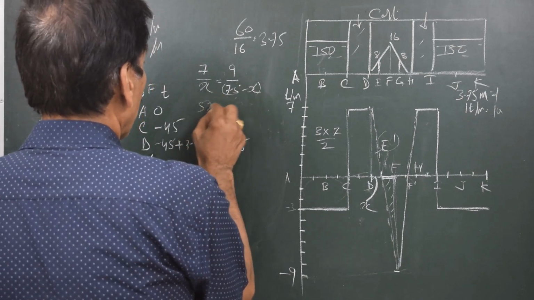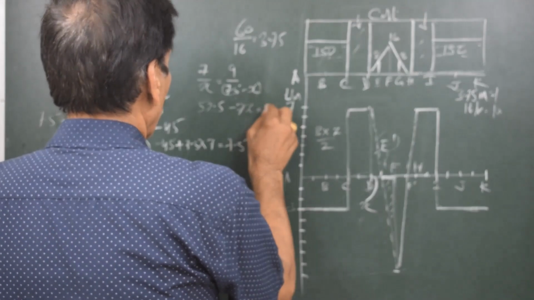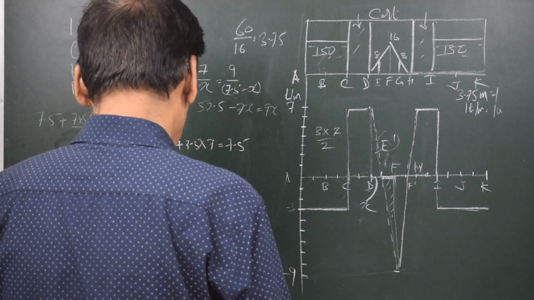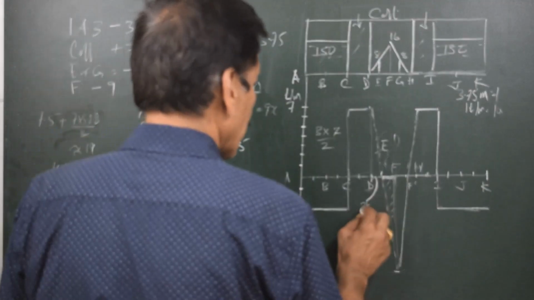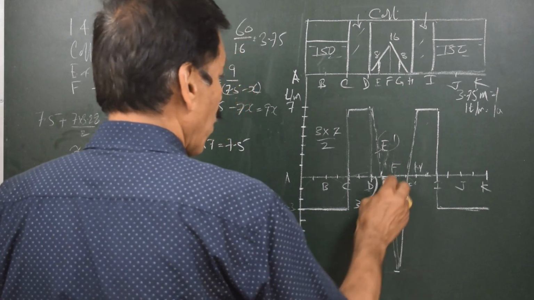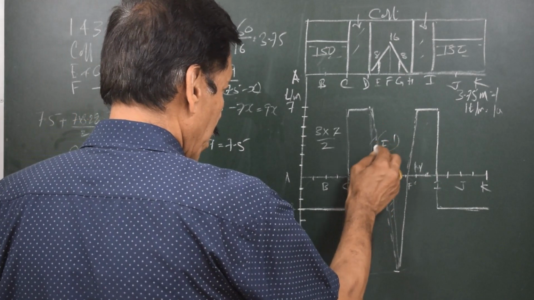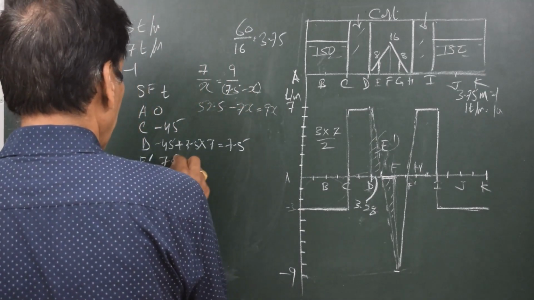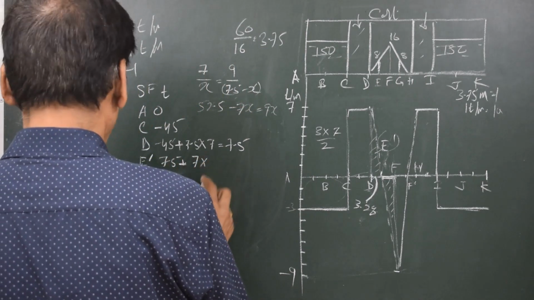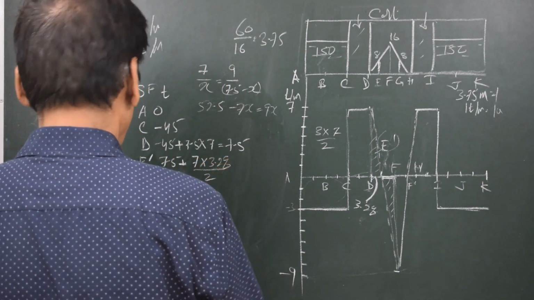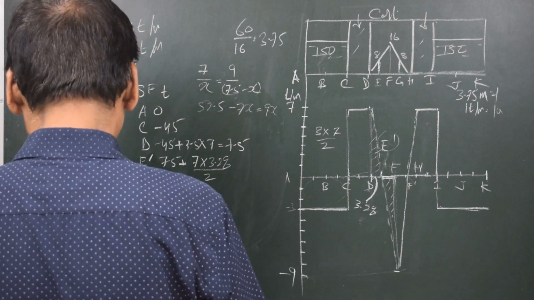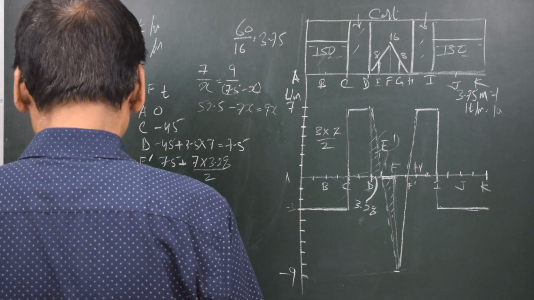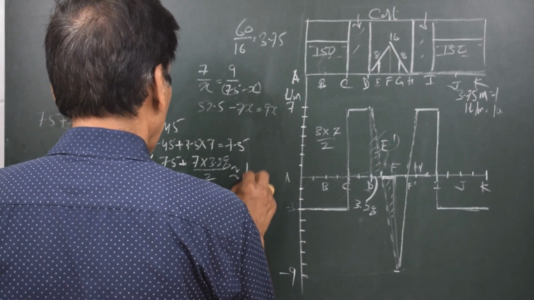We can easily calculate this. This is 52.5 minus 7x equal to 9x, that is 16x. 52.5 divided by 16 gives me 3.28. So we get the value of x as 3.28, and therefore the other side should be 4.22. So we can find the positive area under the curve up to E dash. It will be 7.5 plus 7 into 3.28 divided by 2. So 7 into 3.28 divided by 2 gives me 11.48, plus 7.5 gives me 18.98. Approximately it is 19.